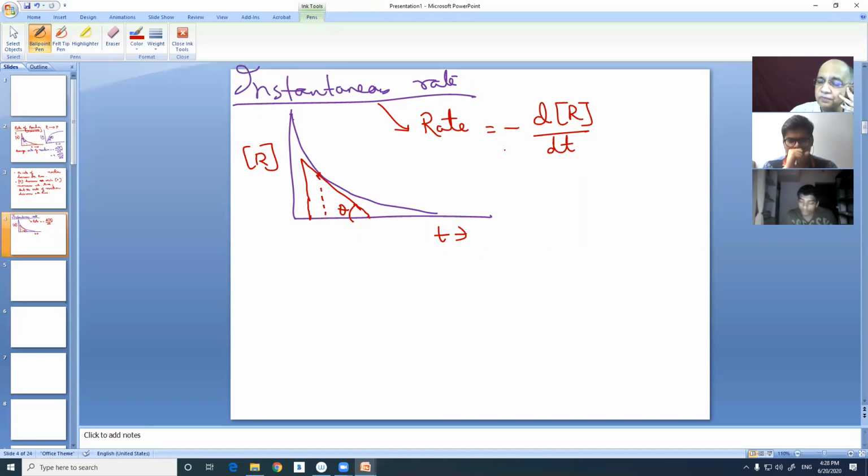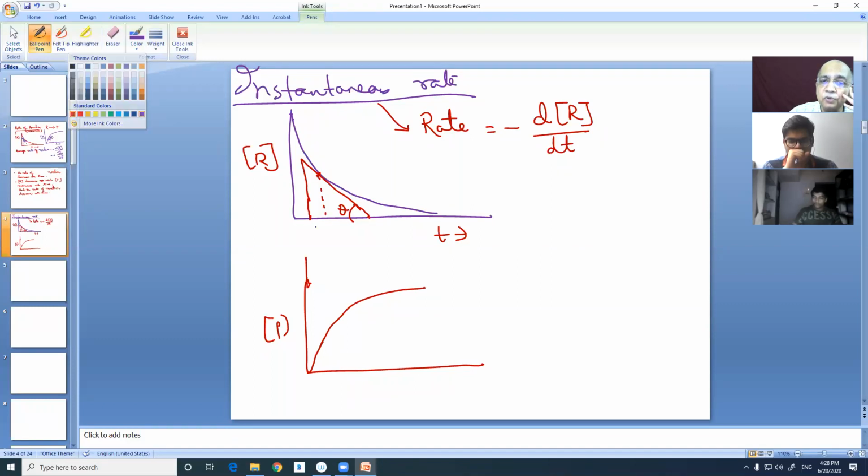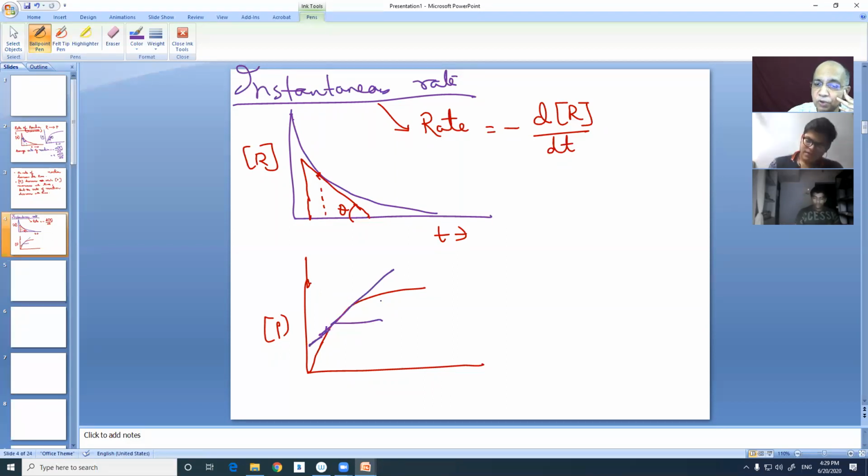Rate cannot be negative. And also, if you want to monitor product concentration, you will get a graph like this, and at any instant, if you want to find the instantaneous rate, then again same thing you have to do. You have to have the rate is equal to plus dp by dt. So the capital delta, this triangle sign is replaced by differential coefficient sign.